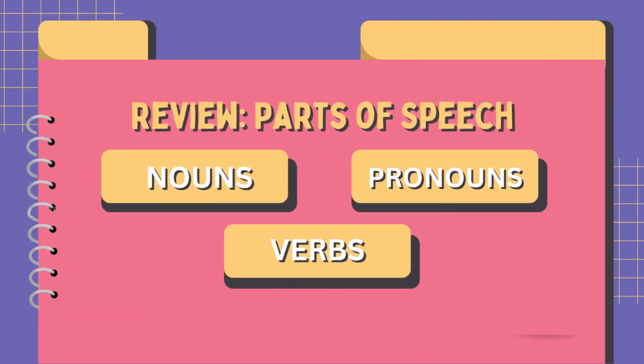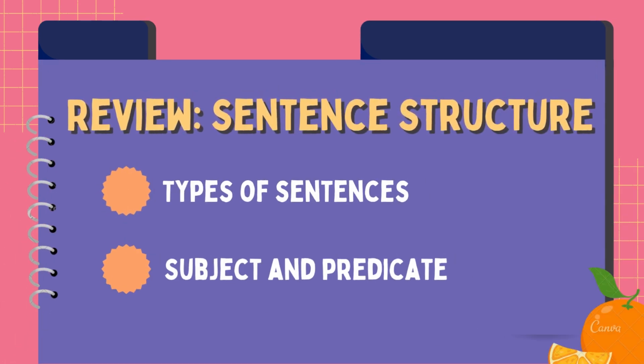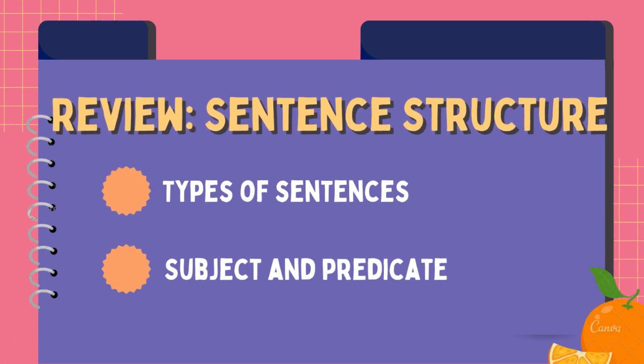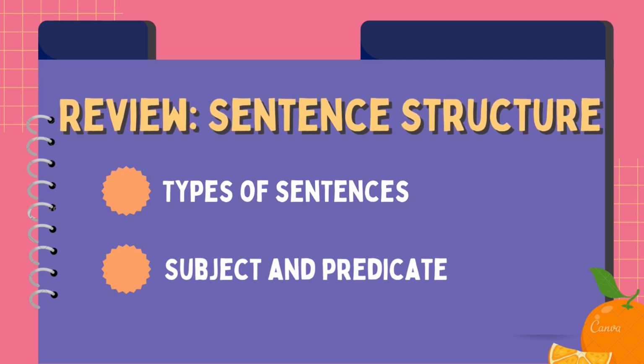Let's review. Nouns name people, places, things, or ideas. Pronouns replace nouns so we don't repeat too much. Verbs show action or state of being. These three parts of speech are the foundation of grammar. Sentences can be declarative, interrogative, imperative, or exclamatory. And every sentence has a subject and a predicate. The subject tells us who or what, and the predicate tells us what they do.